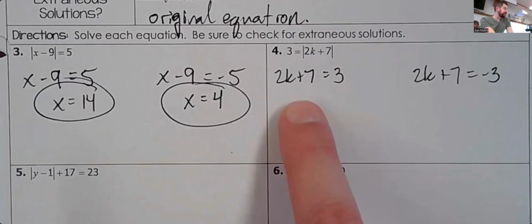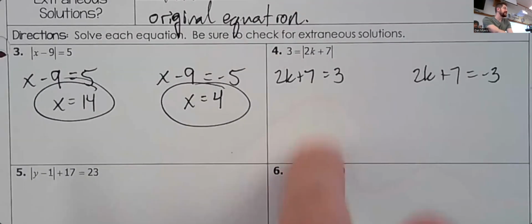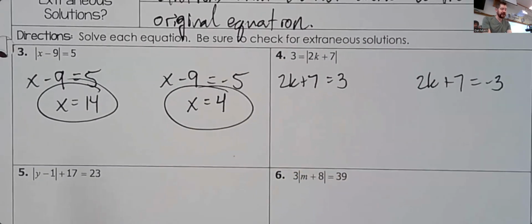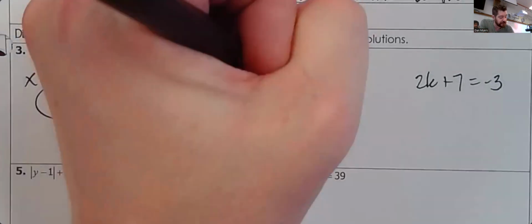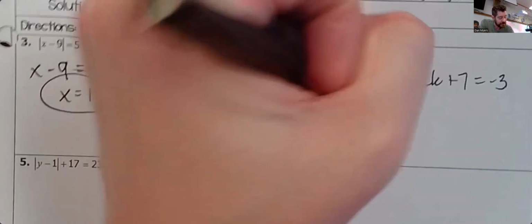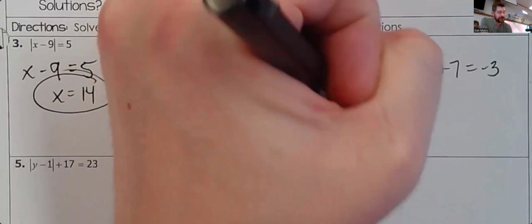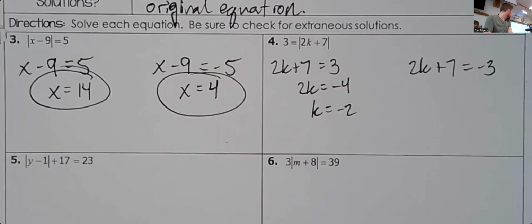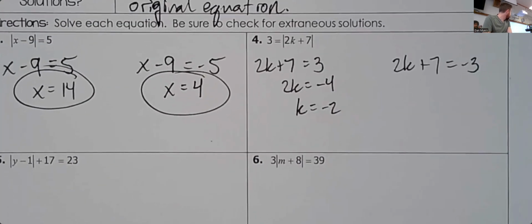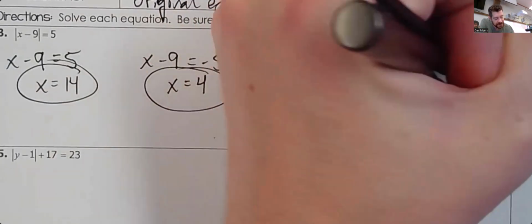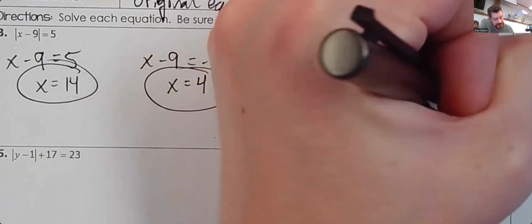And if you want to show the work for solving here, you can, or if you just want to write the next step because you can use mental math to do it, I'm fine with that too. So 3 minus 7 is -4, so that'd be 2k equals -4. Divide by 2 and k equals -2. There's one of them. The other one, let's see, -3 minus 7 would be -10, so that'd be 2k equals -10. Divide by 2 and k equals -5.